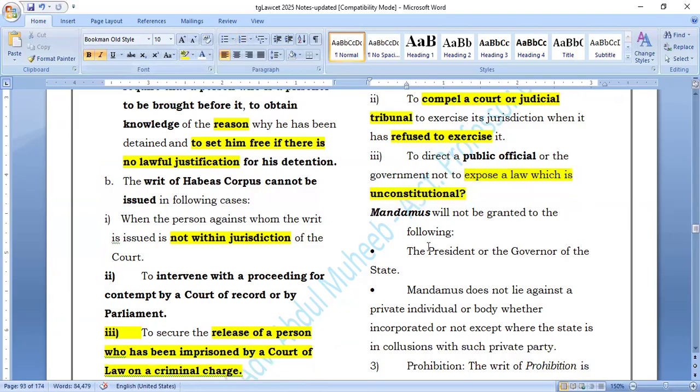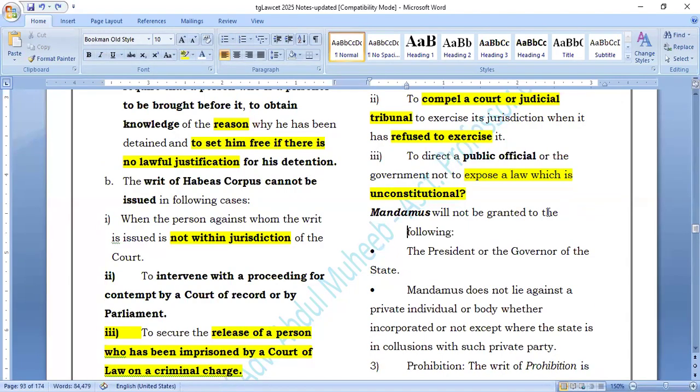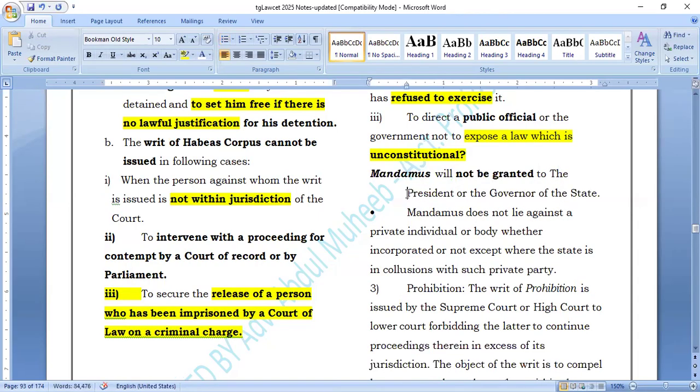This is your mandamus. Mandamus will not be granted to the following. कौन से? The president or the governor of the state. The mandamus will not be granted. किसको mandamus grant नहीं होता. किसको grant नहीं होगा mandamus? President and governor.